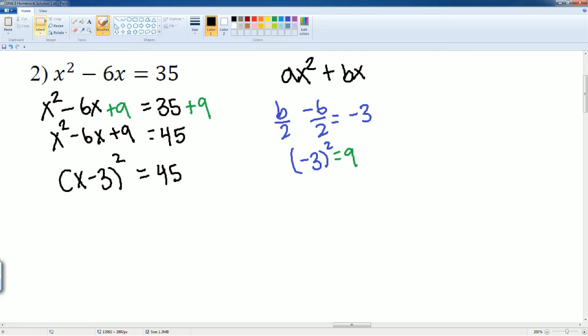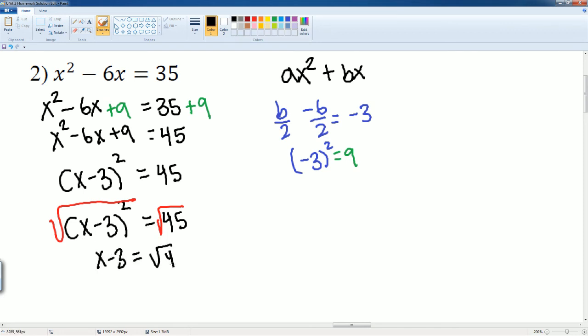We're not done. Remember, we complete the square. We're done completing the square, but now we've got to solve. So we've got to square root both sides. Let me do that in red so you can see that's the inverse. Yep, square root 45. This now gets us x minus 3 is equal to the square root of 45.